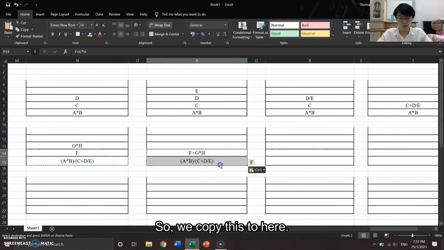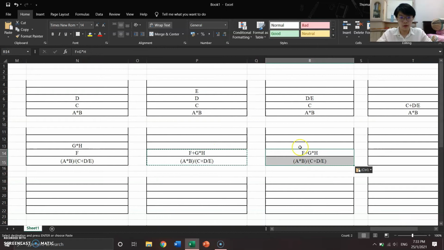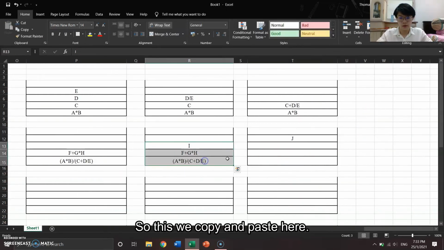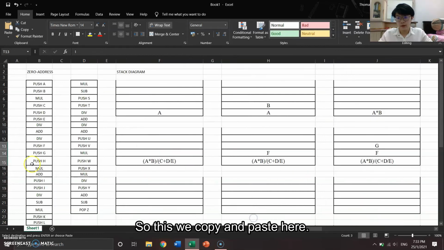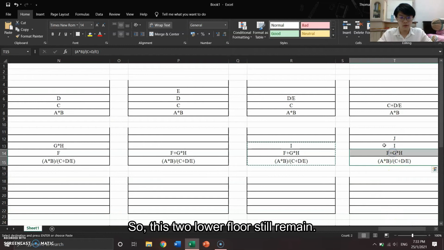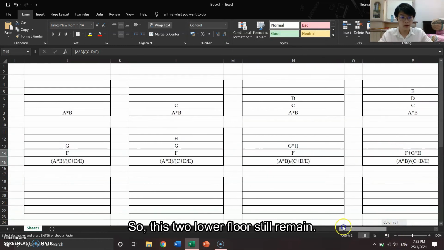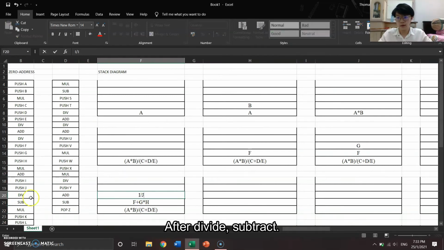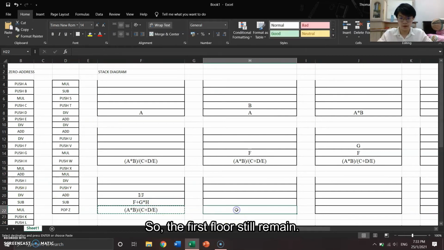So we copy this to here. Push I and push J. So this we copy and paste here. After push I and push J, divide. So these two lower floors still remain, and I divide J. After divide, subtract. So the first floor still remains.